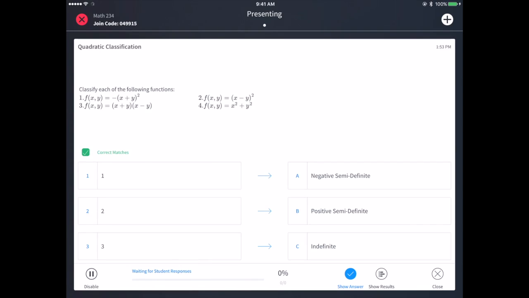The third one we have is x plus y times x minus y. If I expand that out, I have x squared minus y squared, and we know that that's an indefinite function. And then finally, the fourth function is x squared plus y squared. We know that that's a definite function, and because the coefficients out in front are positive, it's a positive definite function.